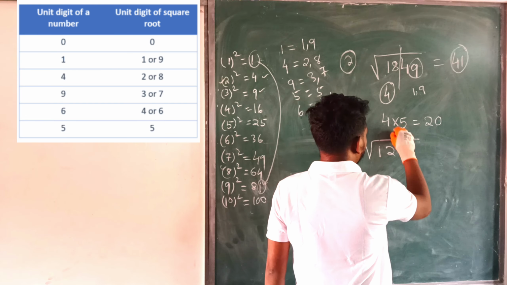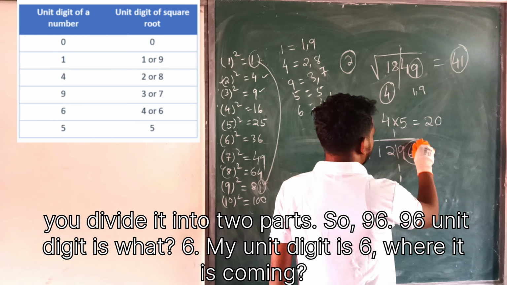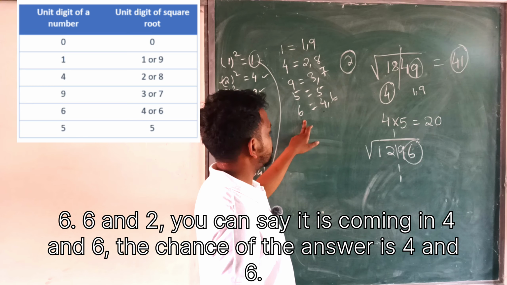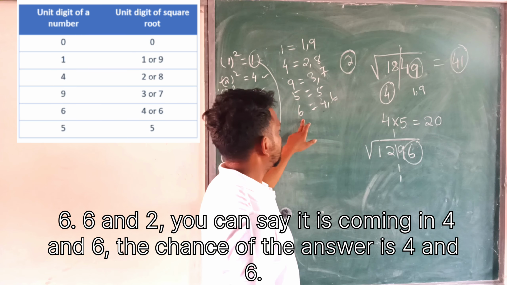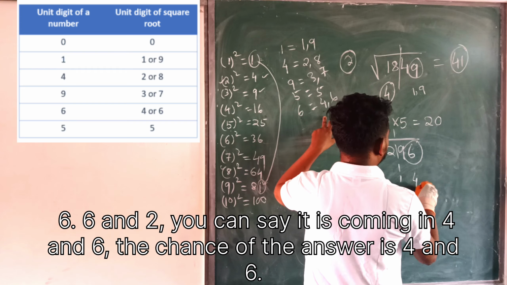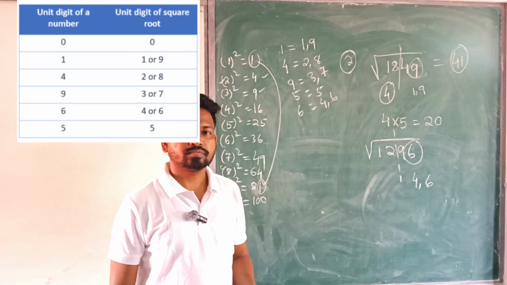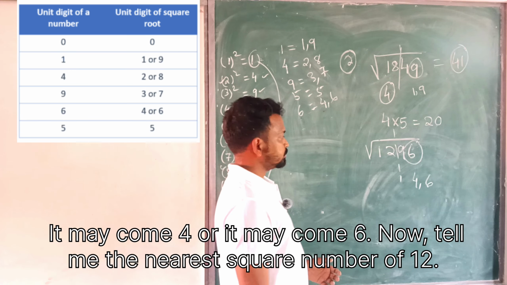So first of all, you divide it into two parts. So 96 unit digit is what? 6. My unit digit is 6. Where is it coming? 6 is coming in 4 and 6. The chance of the answer is 4 and 6. It may come 4 or it may come 6.